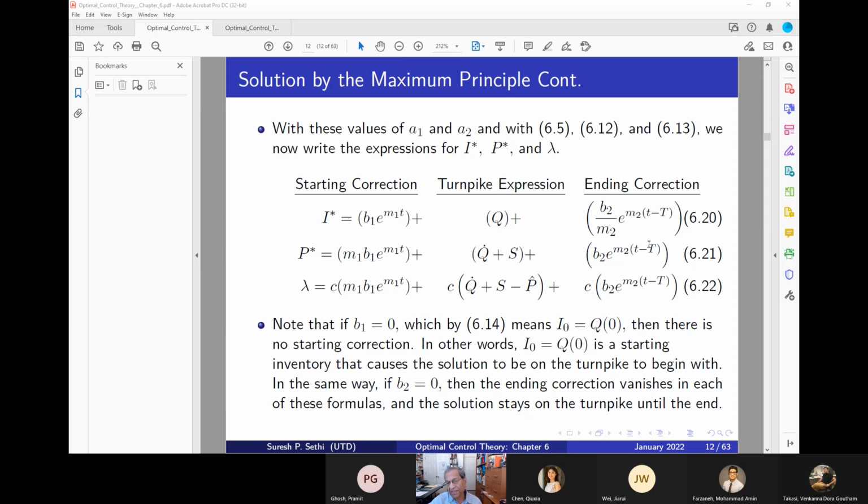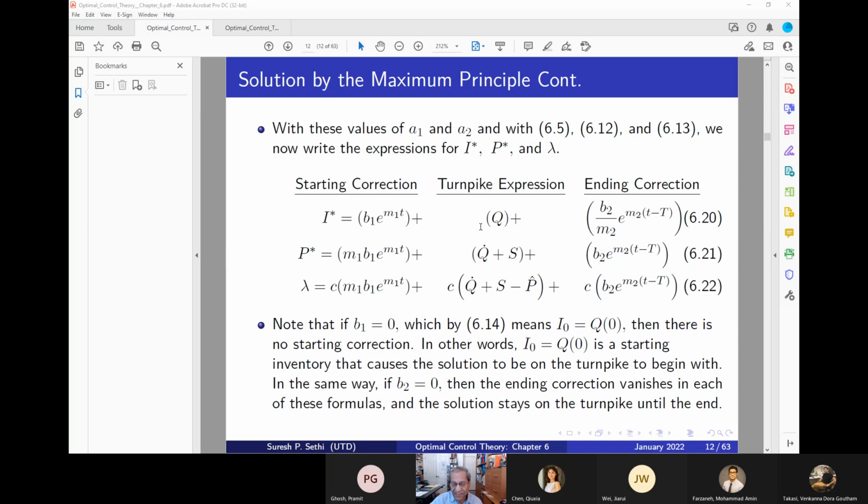Ending ramp is an ending correction because you have to go to your friend's house. In between, you stay on the turnpike. And now what happens is if there is no friend and time is infinity, then you will stay on the turnpike forever.